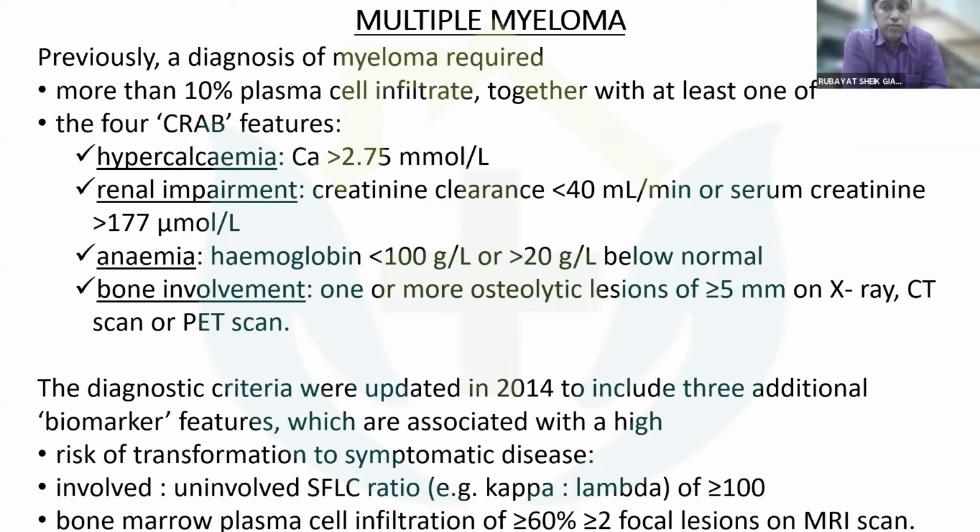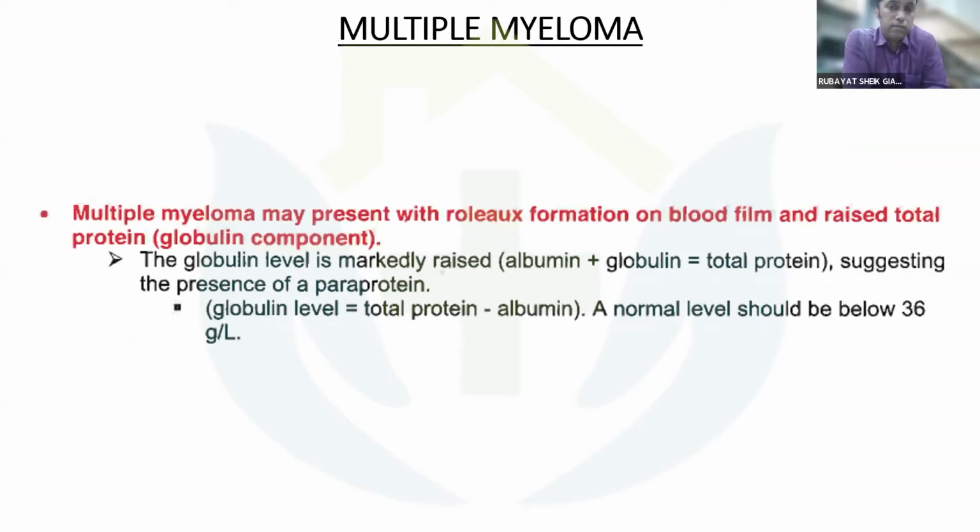Okay, so if you need to know the levels, the calcium level is usually more than 2.75. The serum creatinine will be more than 177. There will be anemia. There will be one or more osteolytic lesions. Okay, these clues are usually given and help you to diagnose multiple myeloma. Sometimes they give you a globulin level or a total protein level also in your scenario. So when you see that the globulin level is very high or the serum total protein is very high, you suspect that this is a case of paraproteinemia. And of course, there will be marked rouleaux formation and a very high ESR. It's one of the conditions where the ESR goes more than 100.